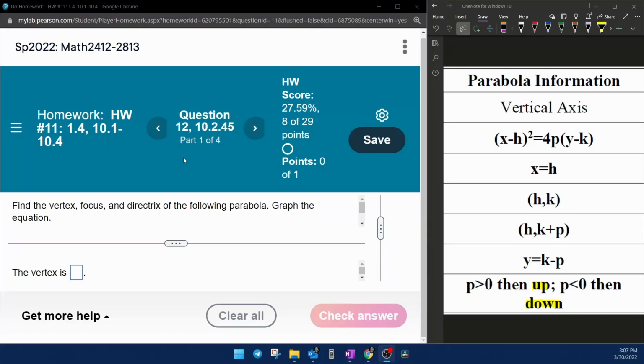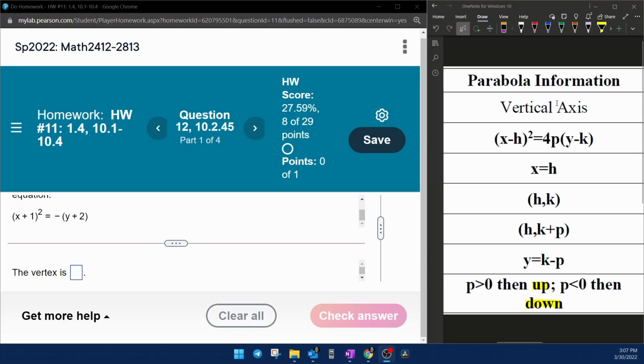All right, here we go. Question number 12 from our Precalculus homework number 11 in MyLab Math. It says find the vertex, focus, and directrix for the following parabola. So here's the equation that we're given.